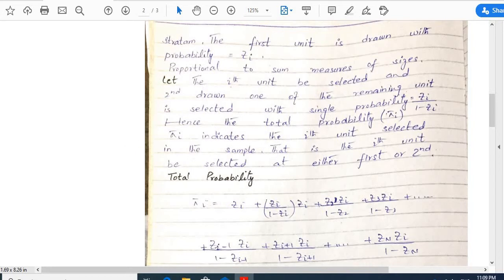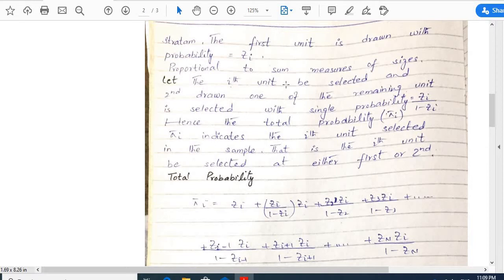The first unit is drawn with probability Zi, proportional to the sum of the measures of size. Let the ith unit be selected and the second drawn. One of the remaining units is selected with probability Zi over 1 minus Zi. Hence the total probability pi i indicates that the ith unit is selected in the sample, that is, the ith unit to be selected at either first or second draw.